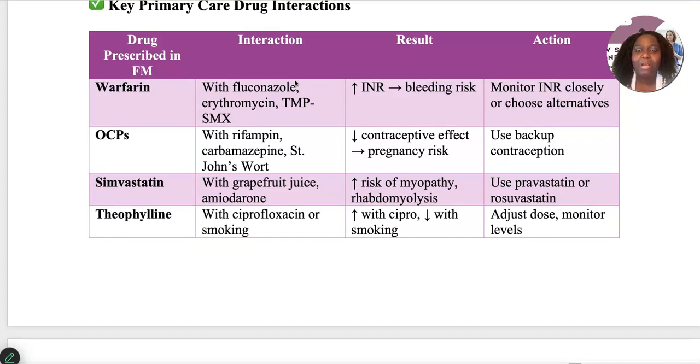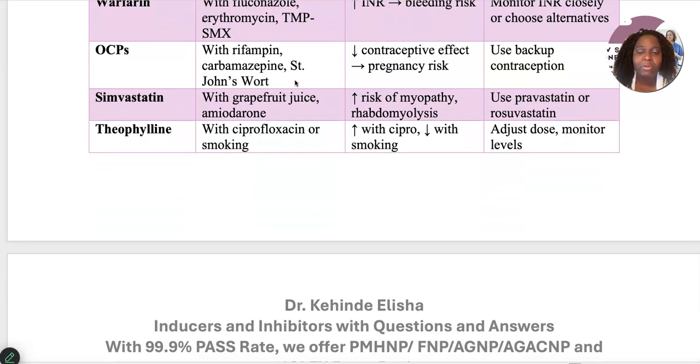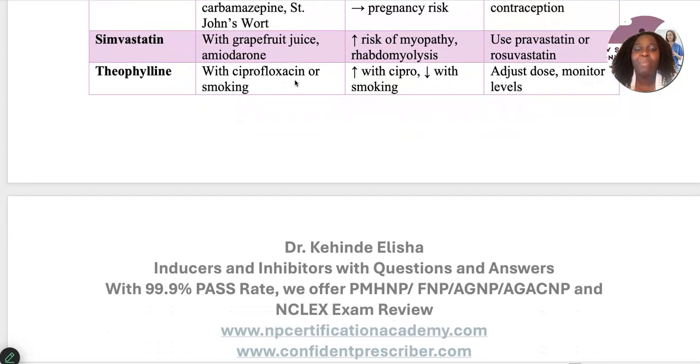So what are the key primary care drug interactions? Don't forget, when we have warfarin and mix it with fluconazole, erythromycin, or sulfur, we're going to have an increase in INR. Bleeding risk is the problem that will result. So INR needs to be monitored closely. It doesn't mean that you won't use those drugs together, but you've got to monitor INRs closely. What about OCPs with rifampin, carbamazepine, St. John's wort? You know it's going to decrease contraceptive effect and, of course, increase pregnancy risk, right? So you've got to use a backup contraception to make sure that our patients don't get pregnant when they don't intend to get pregnant.